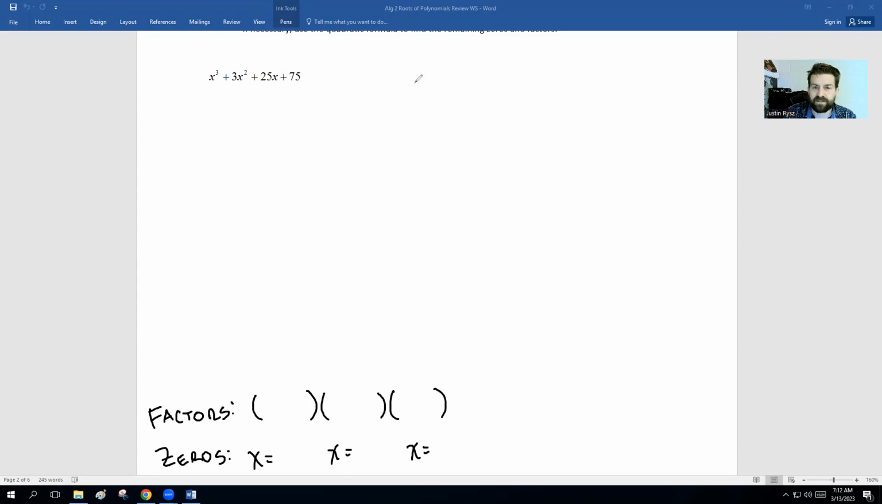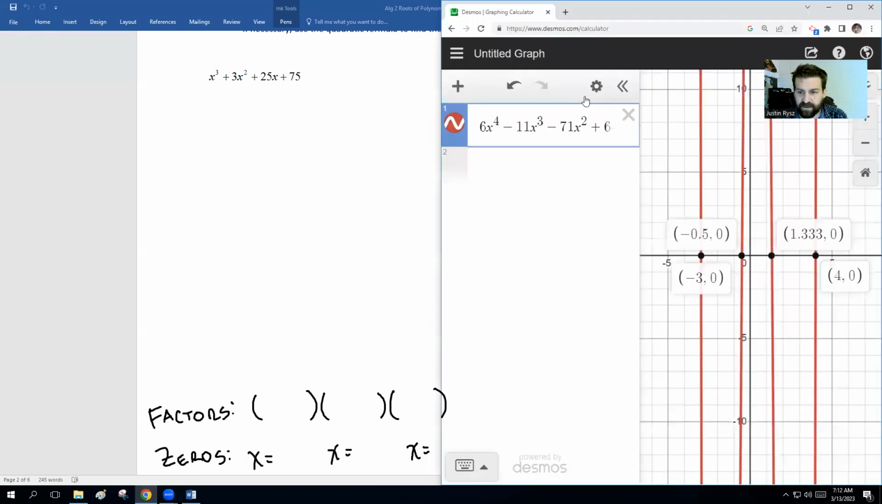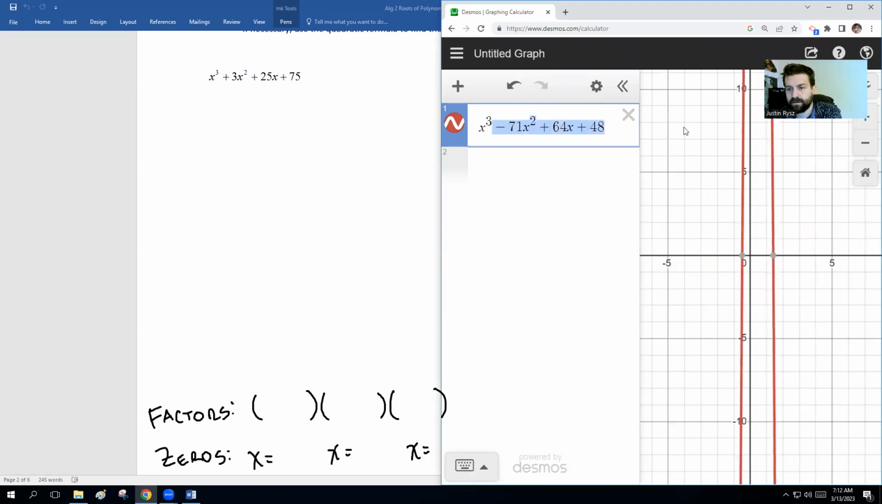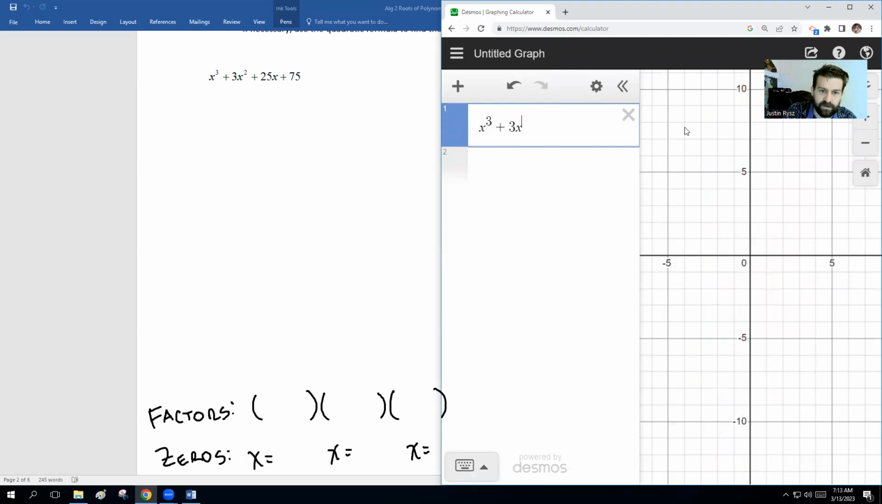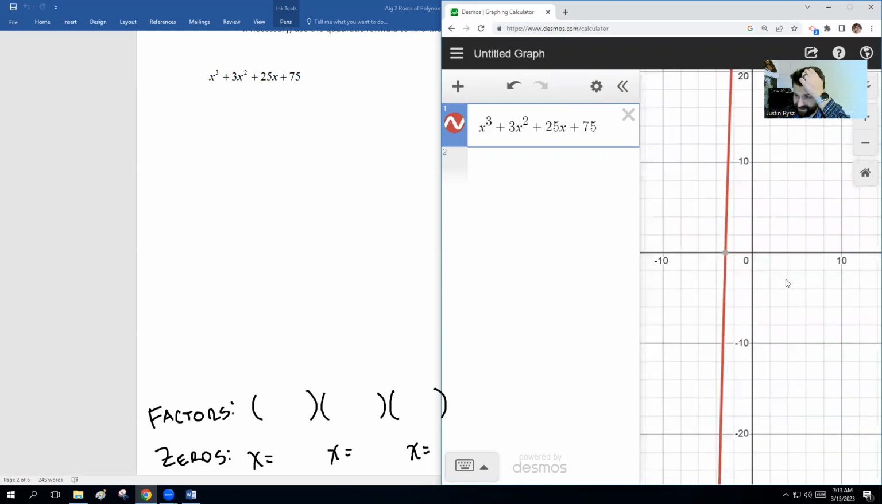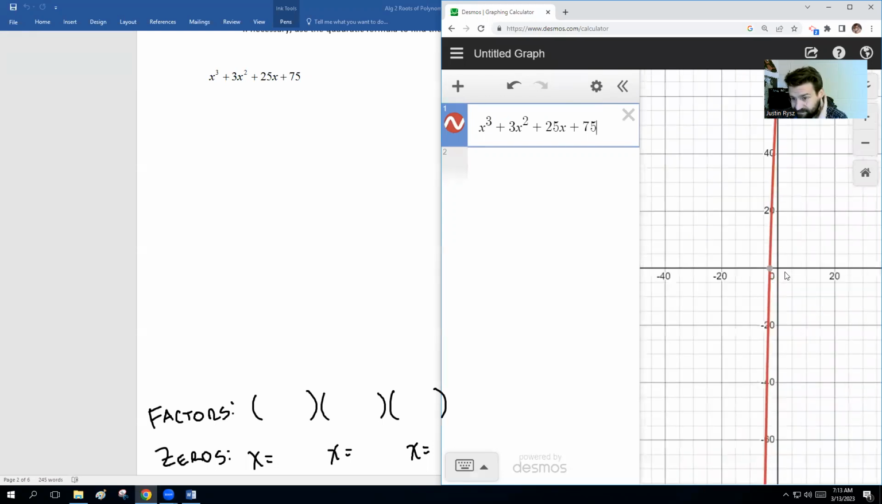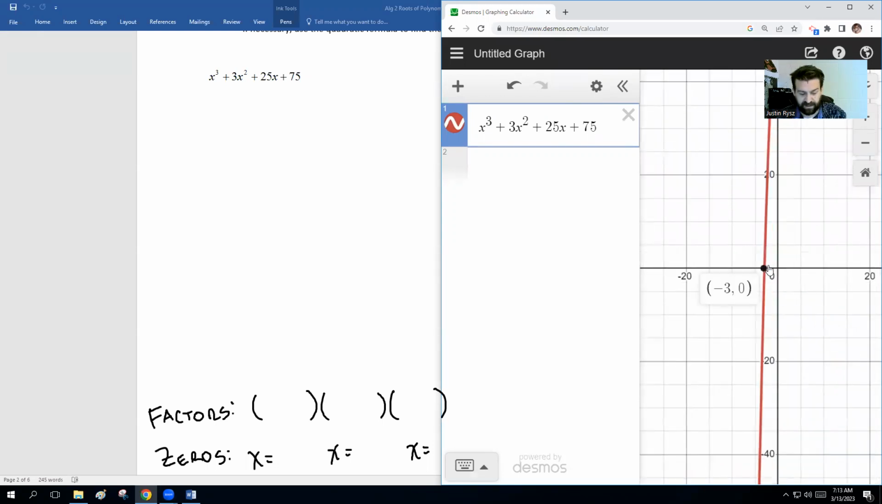Okay, next let's find the nice real ones by graphing this in Desmos. So we pull up Desmos and we type in the equation. All right, we got x cubed plus 3x squared plus 25x plus 75. Let's zoom out. Okay, looks like it only crosses one spot. At least that one spot is nice, and that's at negative 3. All right, so that means our zero is at negative 3, and the only nice factor we have is x plus 3.